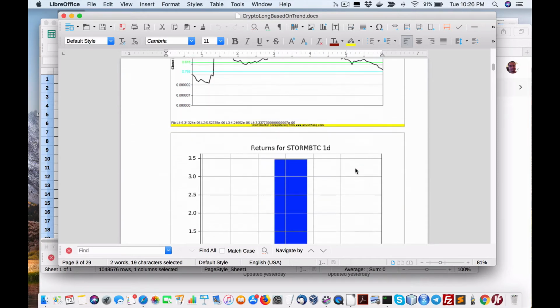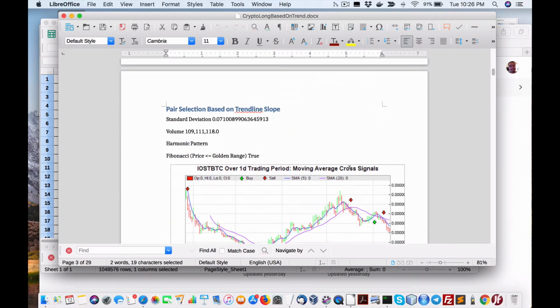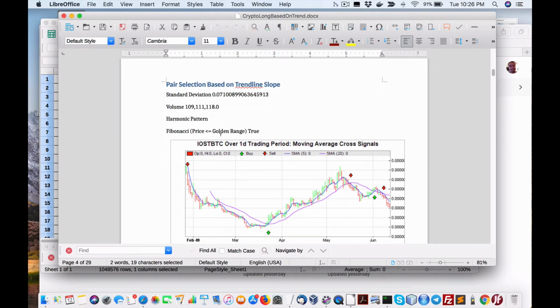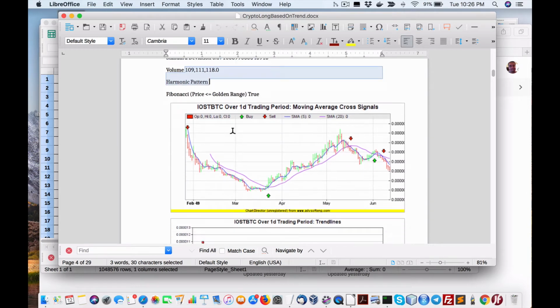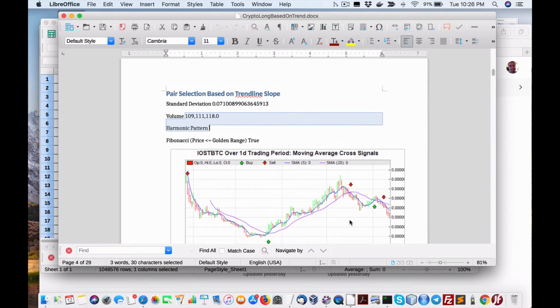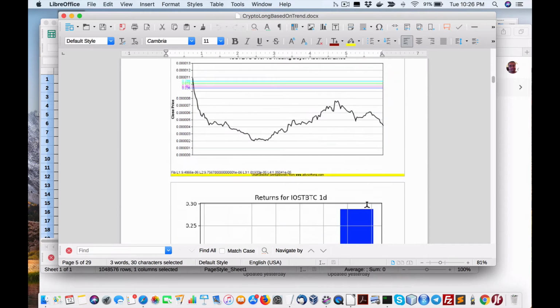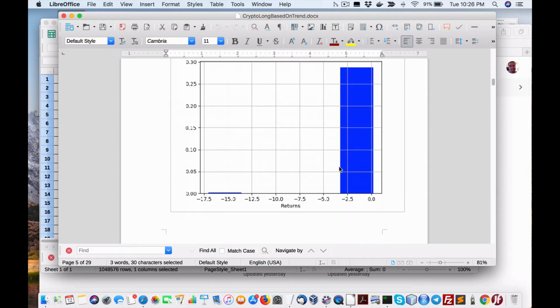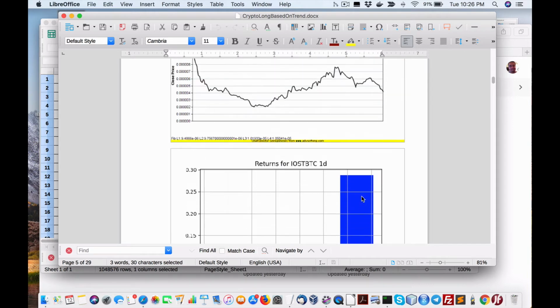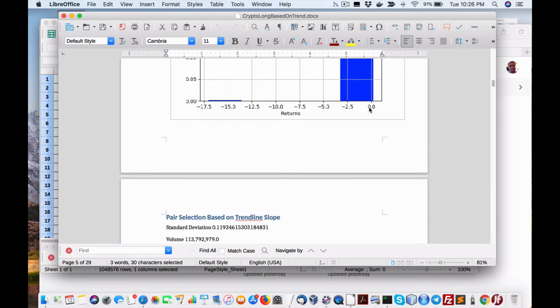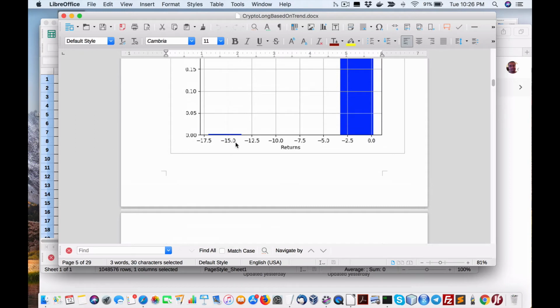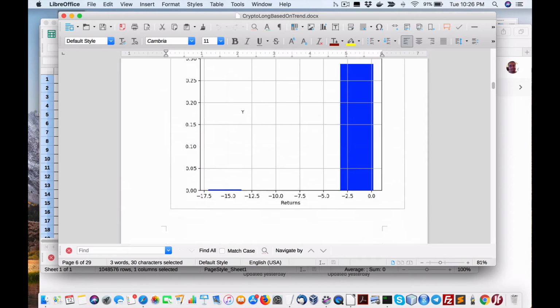Excuse me, this can somewhat work, but I'll have to test it further. And that's what we'll do at the end of this. But here on this next one, IOST BTC, we have another sell signal, yet we have an uptrend and below, and then we also have more negative. I don't see anything positive in daily returns, and we have some outliers here, as you can see. That one I wouldn't go with at all.